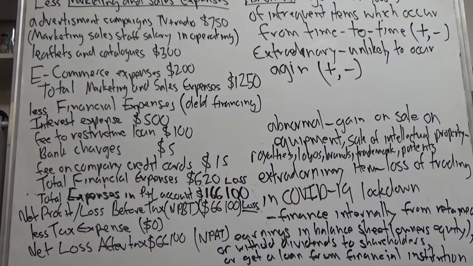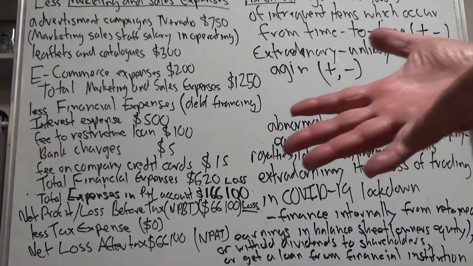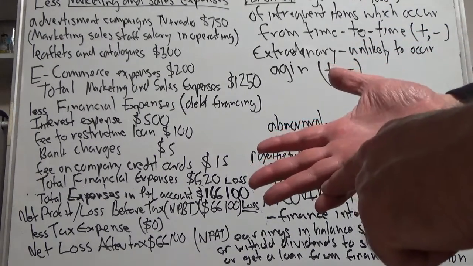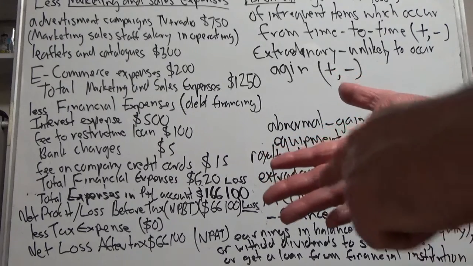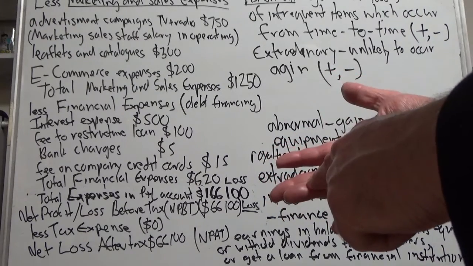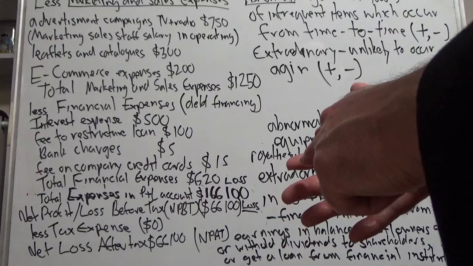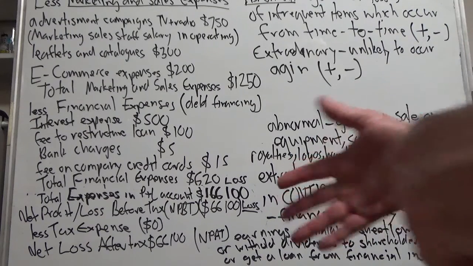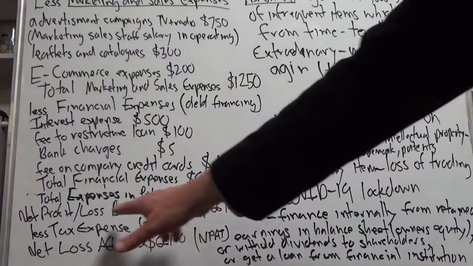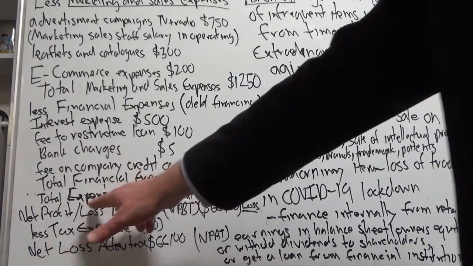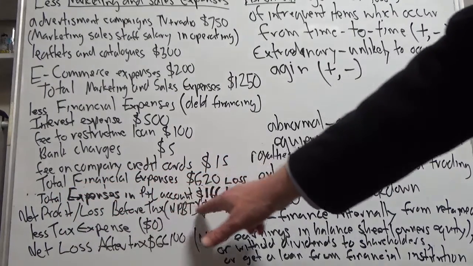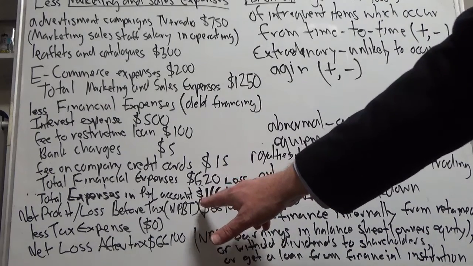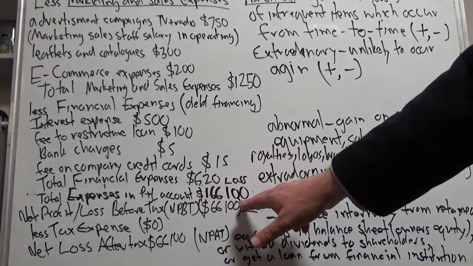So now at this point we've got three subtotals. A subtotal for operating expenses, also called administration expenses. We've got a subtotal for the marketing and sales department, and we've got a total for financial expenses. Now what we do is add up all the total expenses in the profit and loss account below gross profit, and we get that figure there, 166,100.